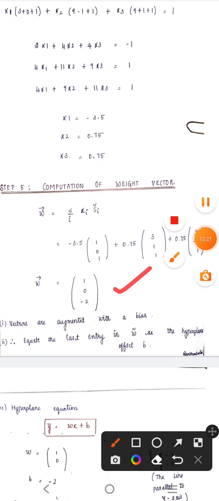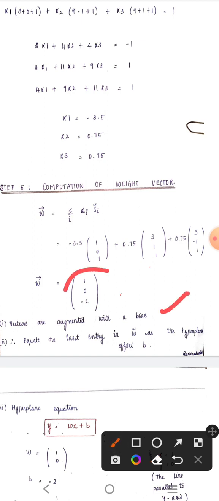So initially we started with the augmented support vectors. So the vectors are actually augmented with a bias. So we have to equate this vector such that the last value, that is minus 2, is the offset bias value. So since we have used the support vectors which are augmented by a bias, the actual weight vector is 1 0, and the offset bias is minus 2.